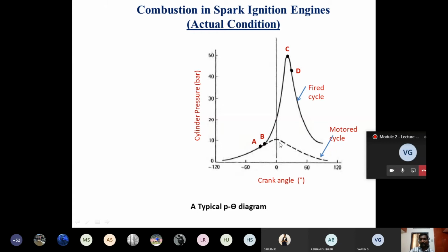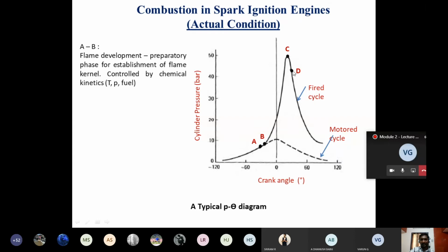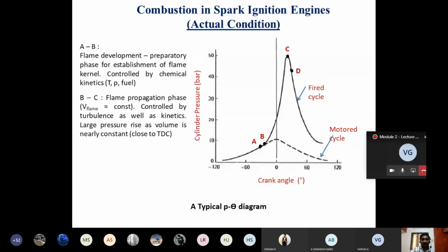So for better clarity, I have zoomed the P theta diagram, actual condition. So A is the spark introduction, B is the ignition start, C is the peak pressure, D is the extinction of flame. A to B is stage 1, B to C is stage 2, C to D is stage 3. Right. So that is what is represented here.